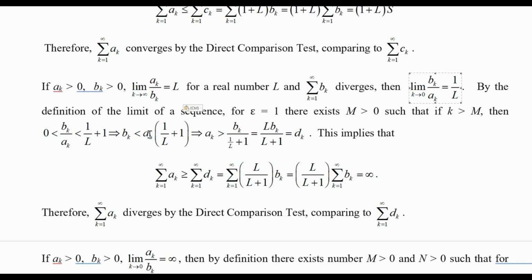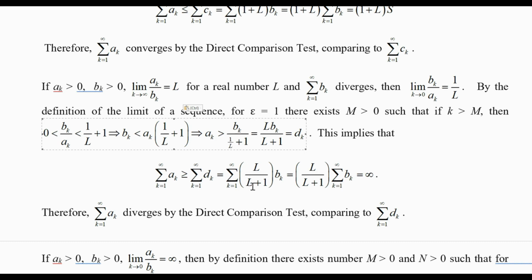Now, solving for a sub k, it is greater than b sub k divided by this guy. All right, well, we've got compound fractions, so I'll multiply top and bottom by L and get that in this form right here, L b sub k over L plus 1. Let's call that d sub k. Now we've got our inequality going the right way. a sub k is bigger than d sub k. So that means that the sum from k equals 1 to infinity of a sub k is greater than or equal to the sum from k equals 1 to infinity of d sub k.